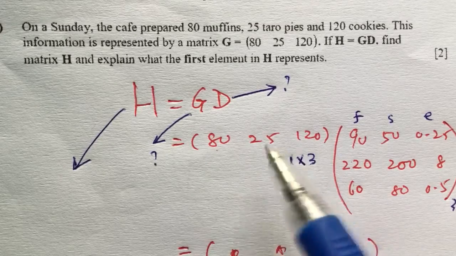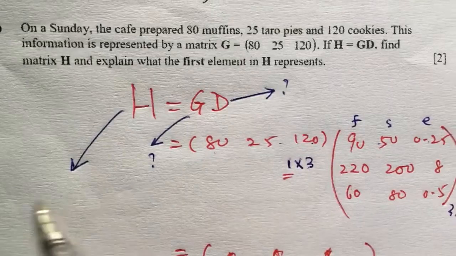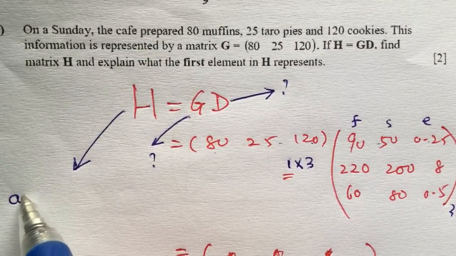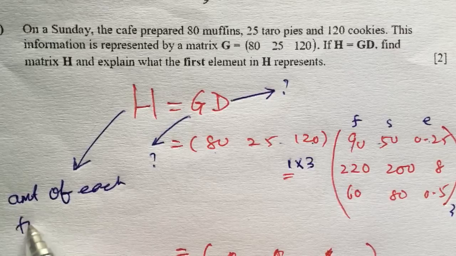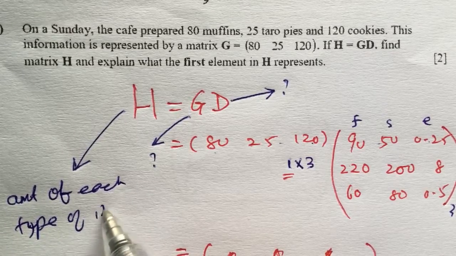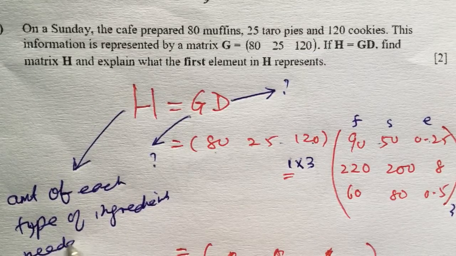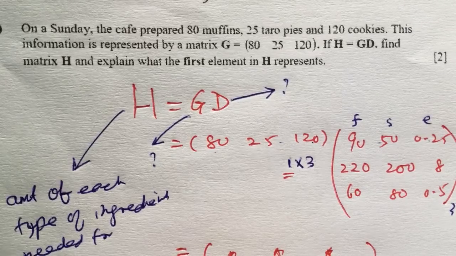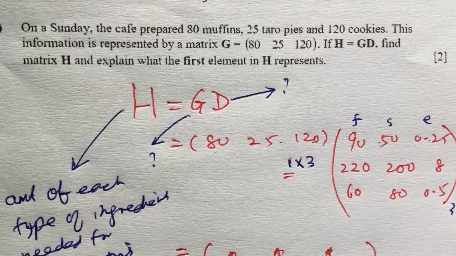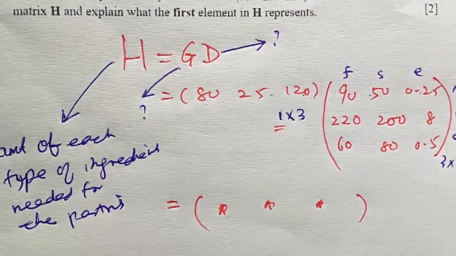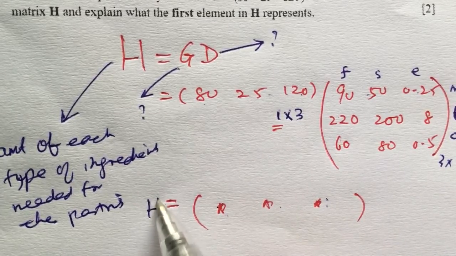So it will represent the total amount. There's no cost involved, right? Because this is the amount of ingredient, this is the number of pastry. So it actually represents the amount of each type of ingredient needed for the pastries. So in this order, 1, 2, 3, this is your H. Okay, this is the matrix H.